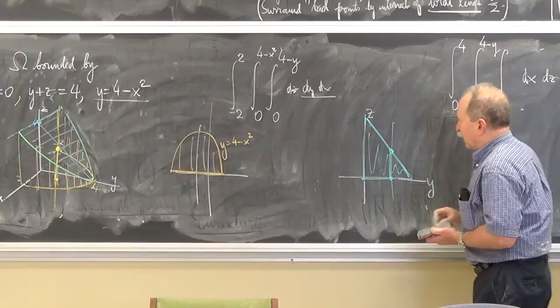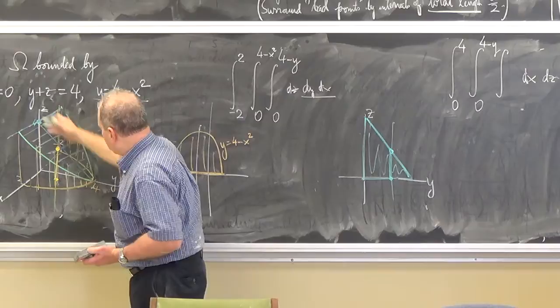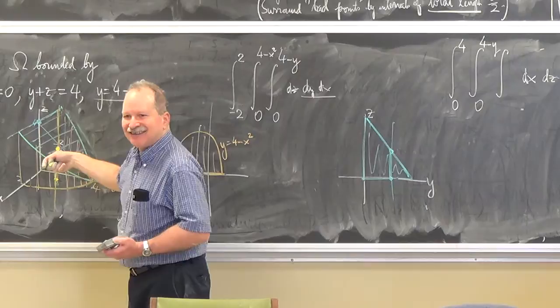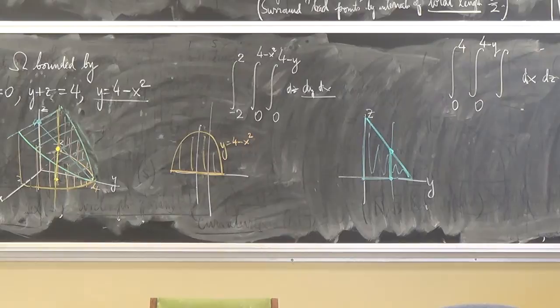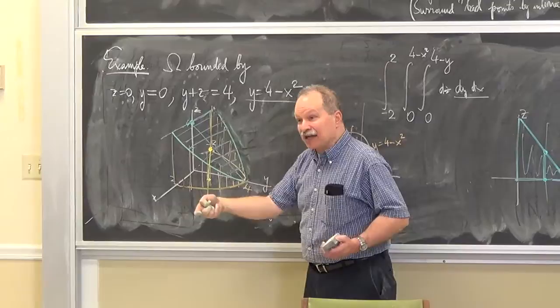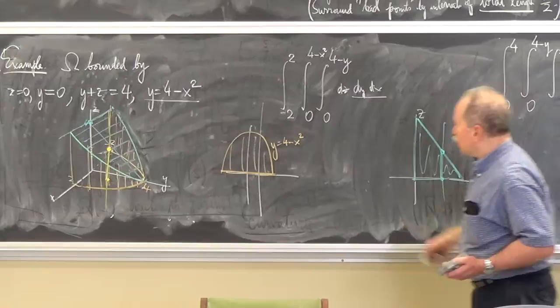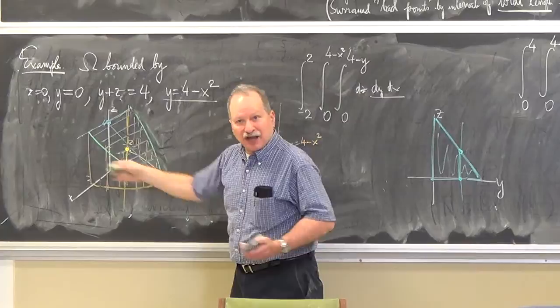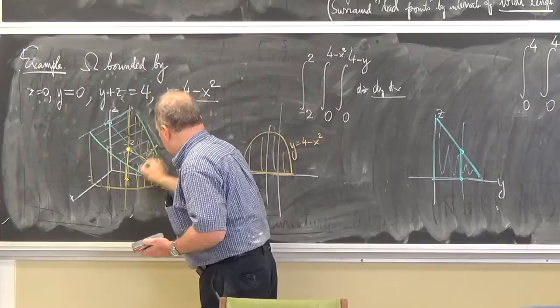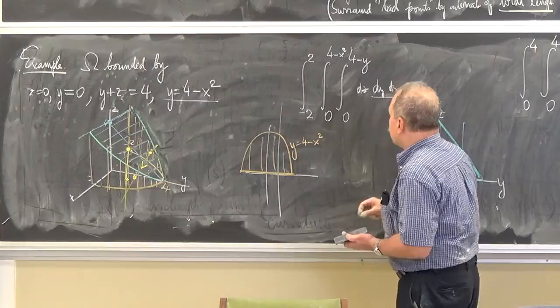And now comes the fun. For each point in this back triangle here, this triangle that's sitting in the middle, I send an x-ray. Where does it enter, where does it exit? So the x-ray is coming parallel to the x-axis, so it enters at the back, it exits at the front. So you can see what's limiting the x is this parabolic cylinder that's wrapping around. You're entering at the back of that parabolic cylinder and exiting at the front, going from the negative square root of 4 minus y to the positive square root of 4 minus y. Good.